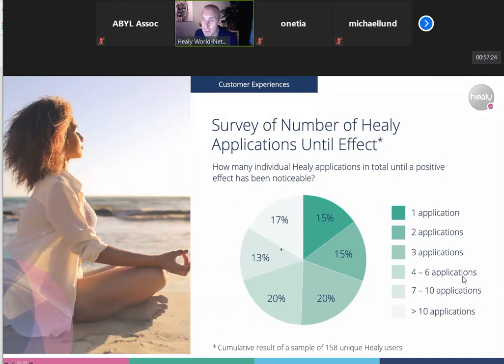And how many applications did you need to have a noticeable positive effect? 15% has it after 1 application, another 15% after 2 applications, and 20% after 3 applications. So that means half of all people have a positive effect noticed after 3 applications. Only 17% needed more than 10 applications to notice something positive.